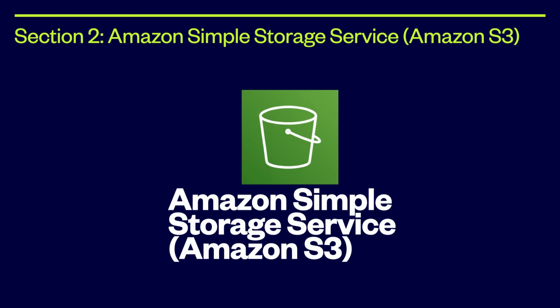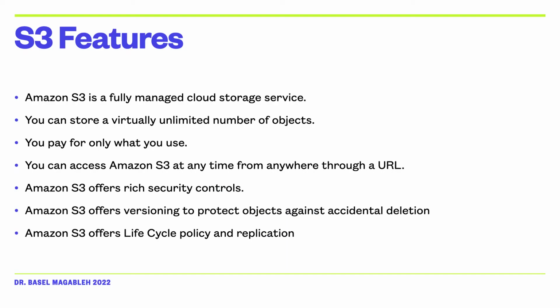Now let us look at Amazon Simple Storage Service, Amazon S3. Amazon S3 is object-level storage, which means that if you want to change a part of a file, you must make the change, then re-upload the entire modified file. Amazon S3 stores data as objects within resources that are called buckets.